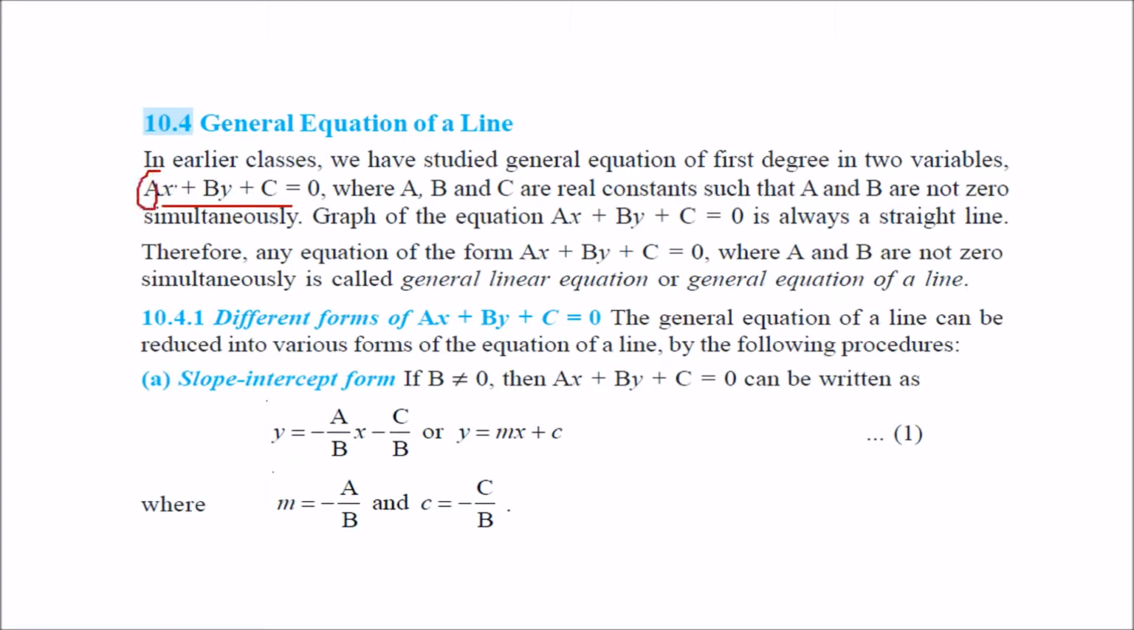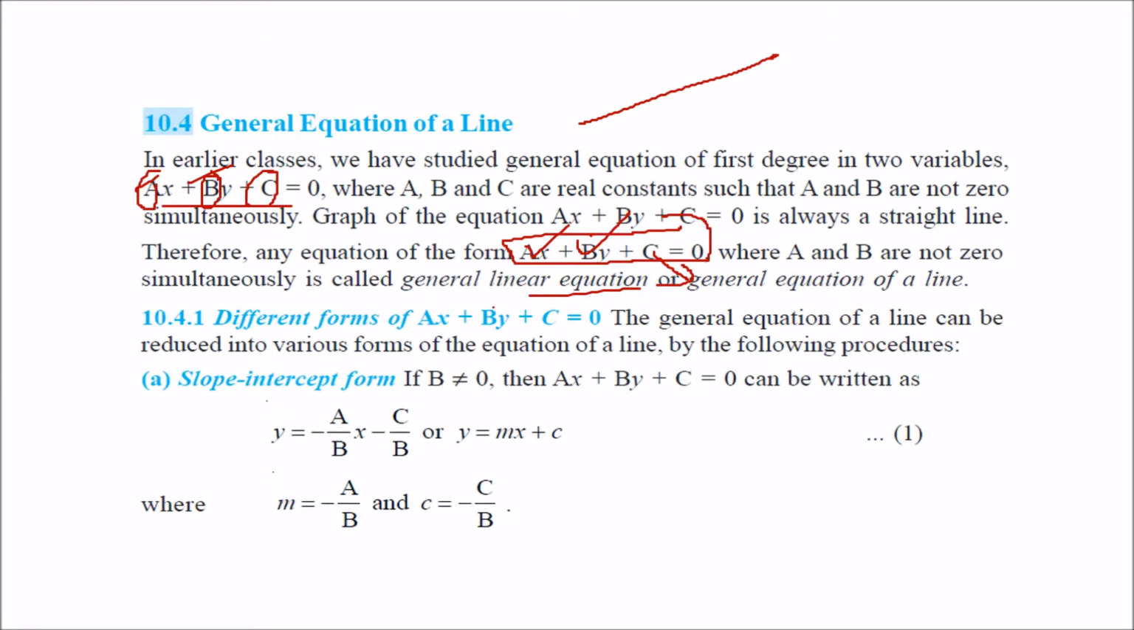These A, B and C are real constants. And one more thing, they are not 0 simultaneously. So the graph of this equation is actually a straight line. It will be a straight line. So an equation of this form, where A and B are not 0 simultaneously, is called a general linear equation, or we can also say a general equation of a line.